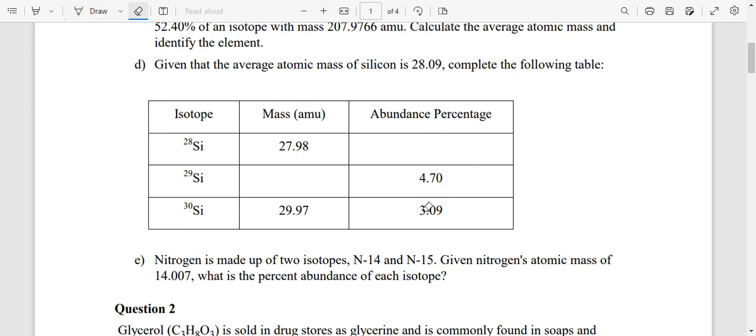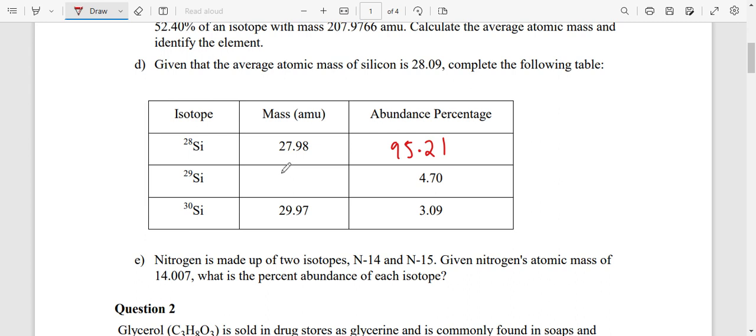So we are going to add the 4.7 plus 3.09. That answer that we find, we are going to remove it from 100. So therefore, this is going to be 95.21. That will be the percentage of the first one.